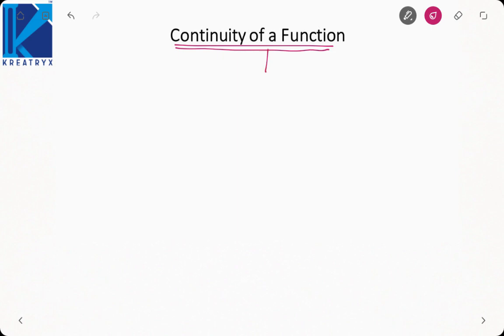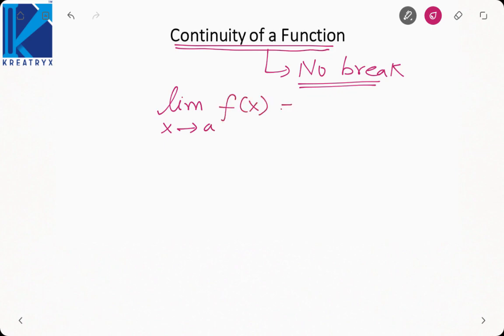There is no break in the graph of a function. Break in the sense the graph will be smooth, it will not break anywhere. Now how will you say that it does not break or it is continuous? For that we have a condition: limit as x tends to a of f(x) should be equal to f(a). That is, the limit as you tend towards a should be equal to the function value at the same point.